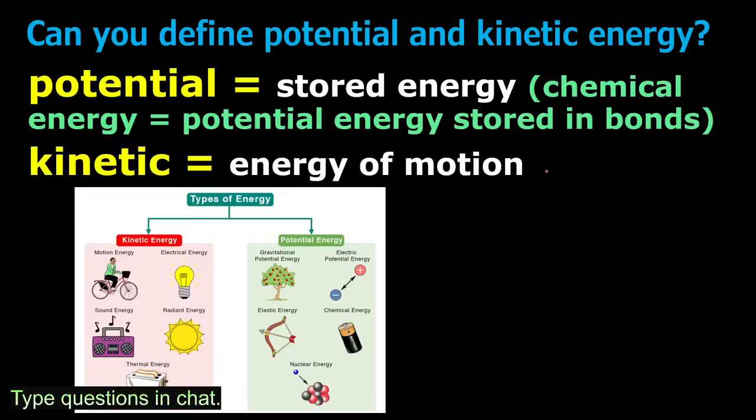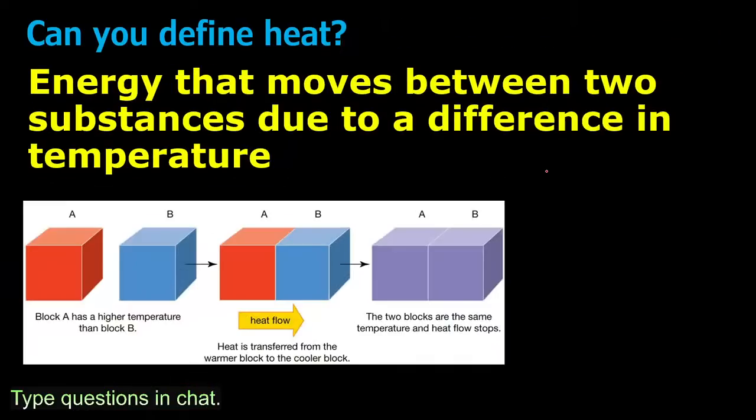Can you define heat? Yes, you should be able to do this. Heat is energy that moves between two substances due to a difference in their temperature. It always moves from warmer to colder, and the heat will stop moving when the temperatures are the same. So if this one was 100 and this one was 60, you can see the heat flow is going to be this way because 100 is the higher temperature. And then the heat flow will stop when the temperature is between these two temperatures.